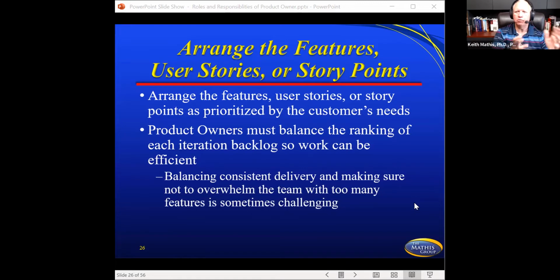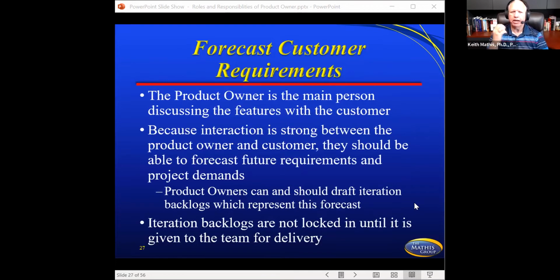They're constantly re-ranking the features based on what the customer needs, or the changes that need to be there. And that allows them then to start forecasting what and when some of these things are going to be done. So the product owner is the main person discussing the features with the customer, and this interaction has to be strong. It has to be instantaneous in some cases, and they can and should draft the iteration backlog. They are the person who's saying, here's what we need to have in the next iteration, or even in the next 2 iterations.